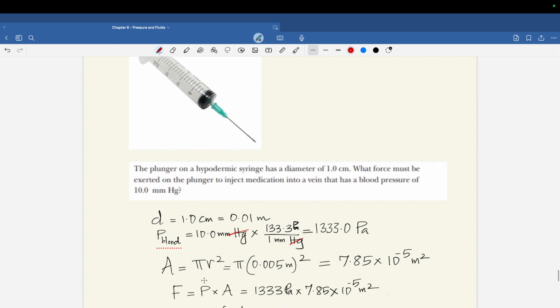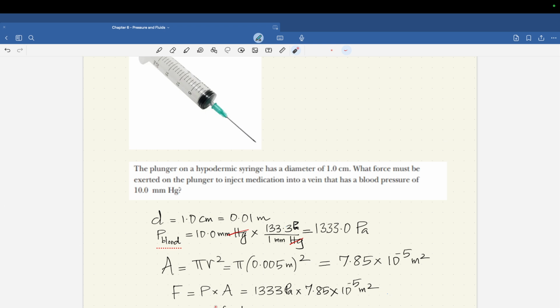And then the area is pi r squared, because it's circular. Pi times, what is that? Well, that's because we had the diameter, and you've got to take the radius. So you got to take half of that, which is here. And then pi r squared gives you 7.85 times 10 to the negative 5. So that's what you get. 7.85 times 10 to the negative 5. So that's the area. And we're asked to find the force.